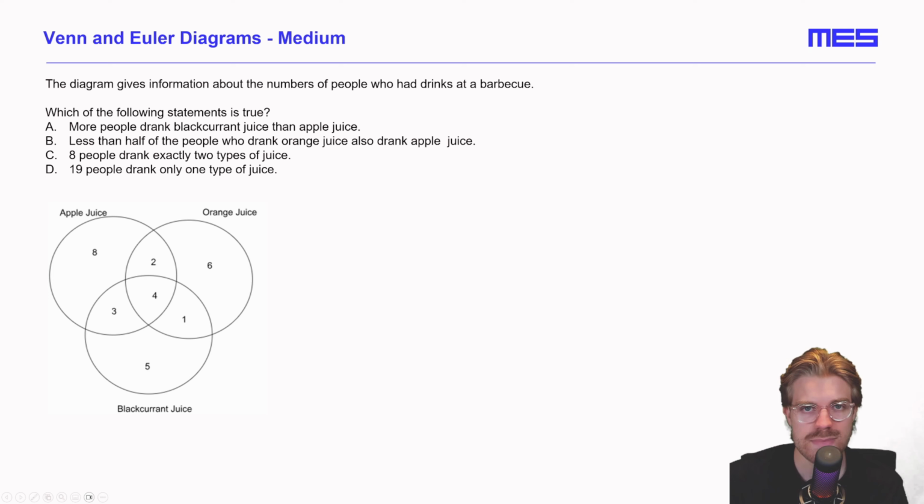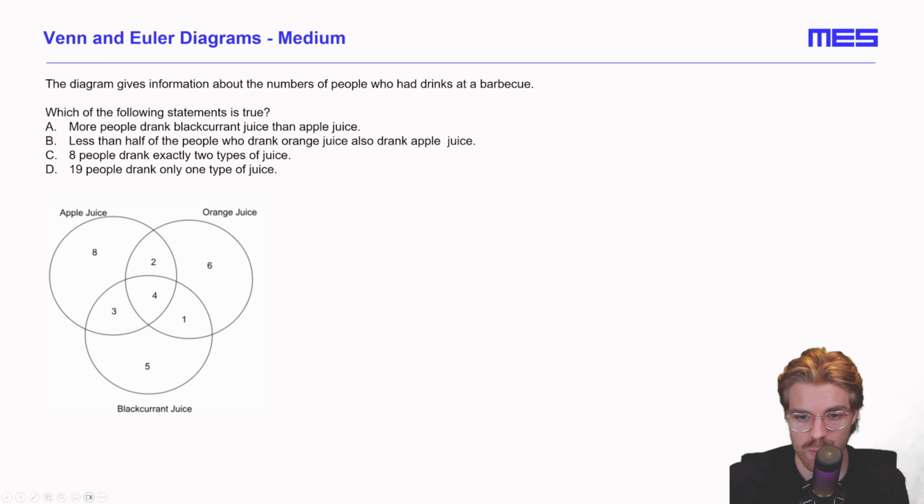Let's take a look at this medium difficulty Venn and Euler diagram question. The diagram gives information about the numbers of people who had drinks at a barbecue. Which of the following statements is true? More people drank blackcurrant juice than apple juice. The reason this is a medium question is because you're going to have to do quite a few quick calculations for each of these to work out which one is true. But remember, as you go through these questions, as soon as you get a true answer, you can move straight on. Let's have a look then.